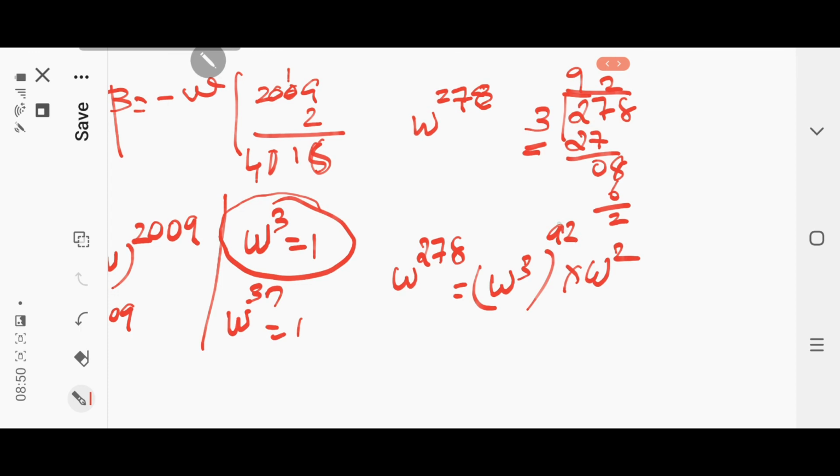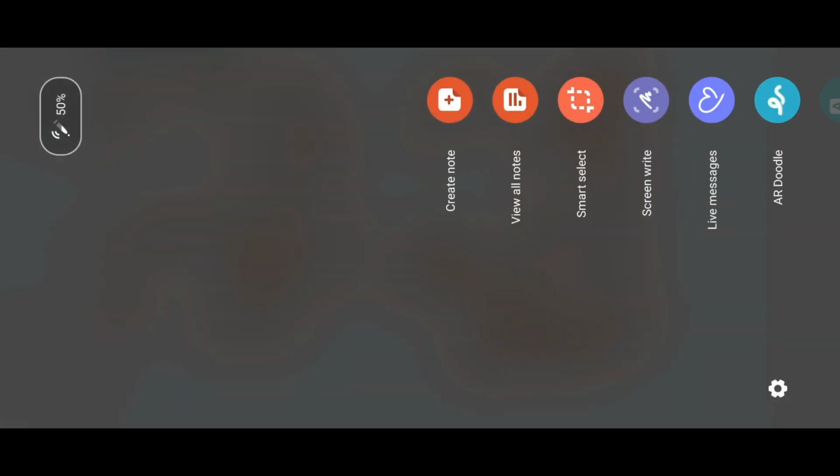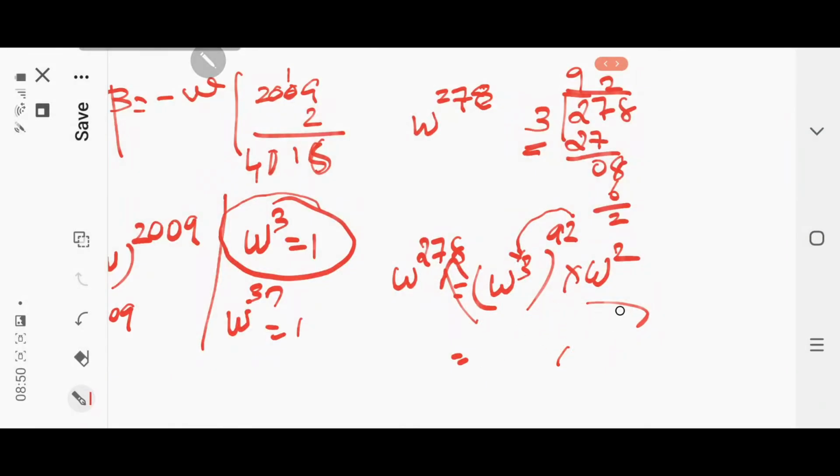Right? Is it right? Yes or no? 92 into 3 means 276, and into this omega, 276 into which one? Omega square. It means 278, right? Yes. That means the thing is that you multiply the power given by 3 and you express it like this.